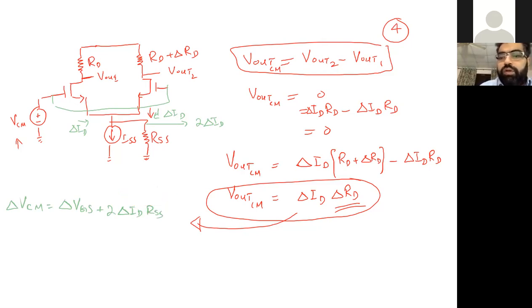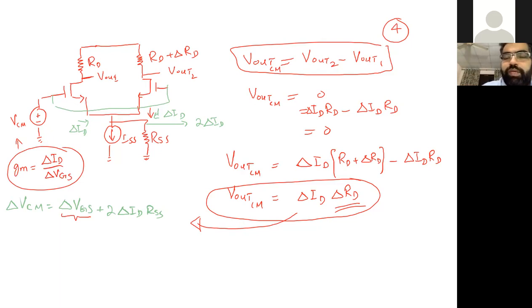Right? So now moving forward, if we have this expression and if we want to replicate something, we can say, we all know that GM is equal to delta ID by delta VGS, that is, the small variation of ID times delta VGS. We all know that thing. So we can replace this one.